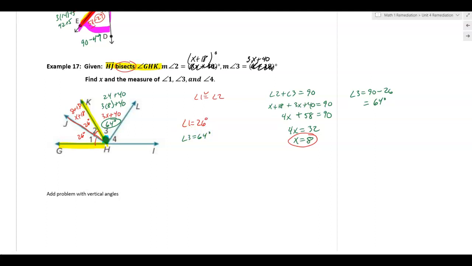To find angle 4 now, I'm going to look, what do all of these angles have to add up to? They all make a straight angle, so they all add up to 180. So the easiest way to find angle 4 is just take 180 degrees, subtract 26, subtract 26, subtract 64. And when I subtract those measures, 180 minus 64 minus 26 minus 26 gives me 64 degrees. So angle 4 is 64 degrees.